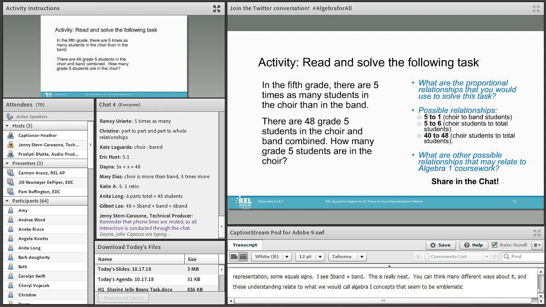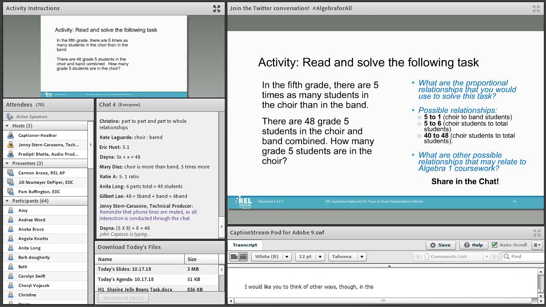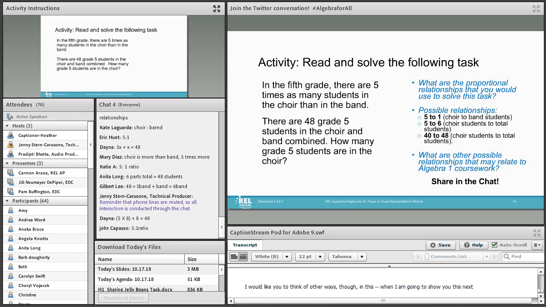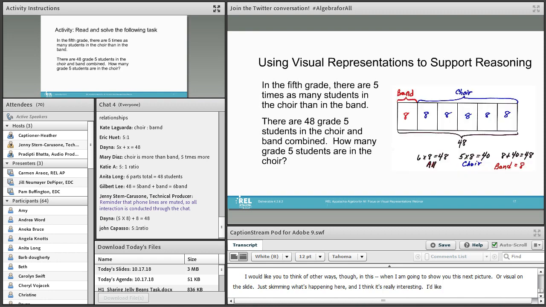I would like you to think of other ways, though. When I show you this next picture, or visual on the slide, just skimming what's happening here, I think it's really interesting. I'd like you to look for some of the relationships you just mentioned in this visual representation that is now on the screen. So this same task is now represented differently. I'll give you a minute to look at it. And I'd like to know, does anyone see that same 5-to-1 in this mathematical visual representation?